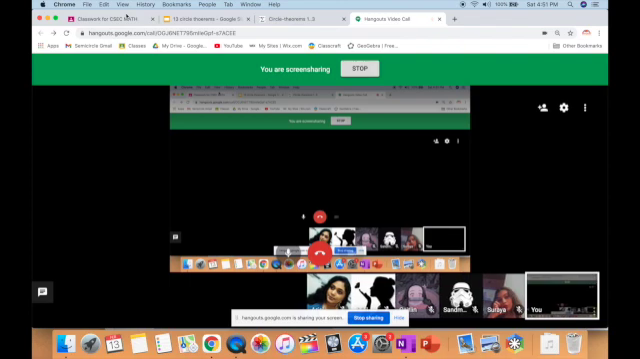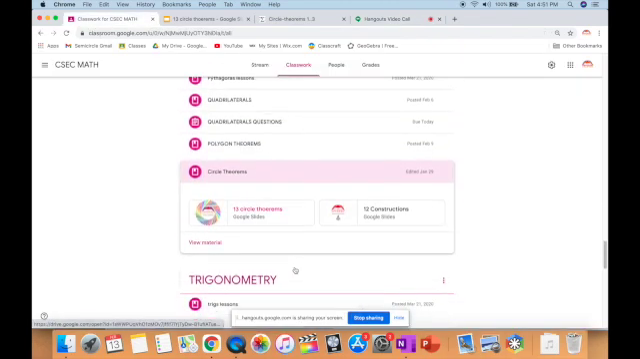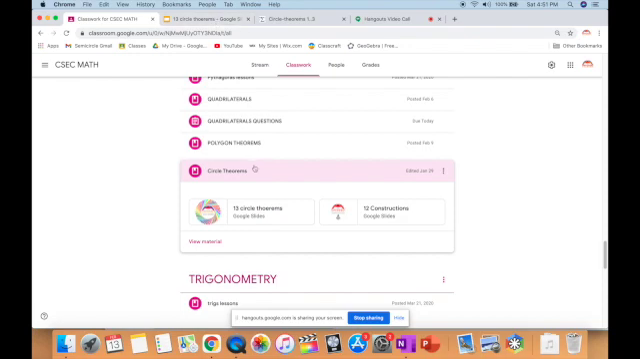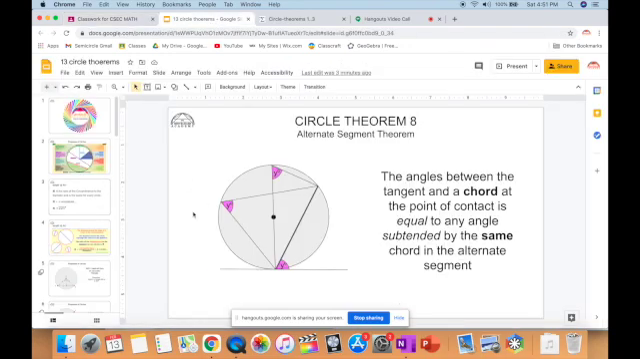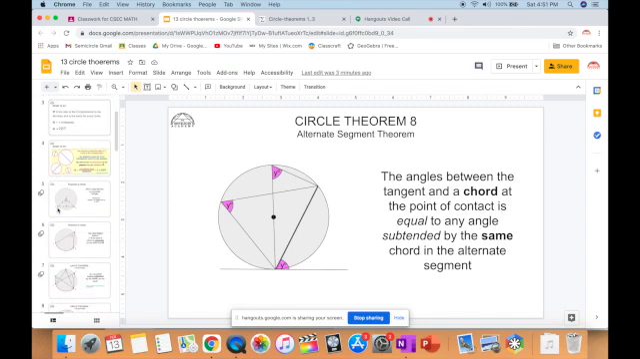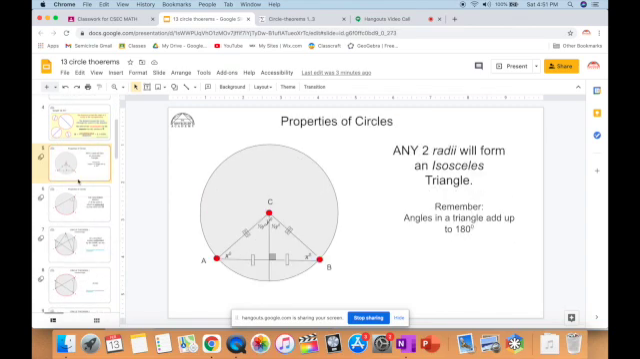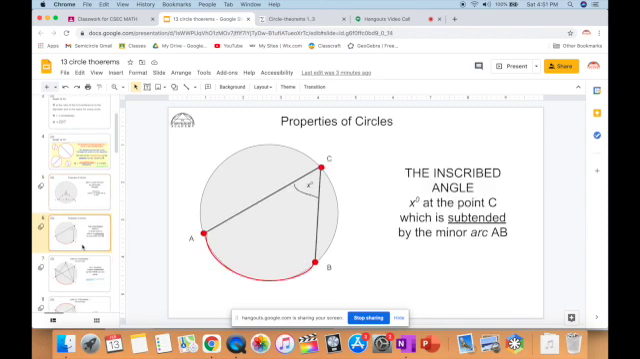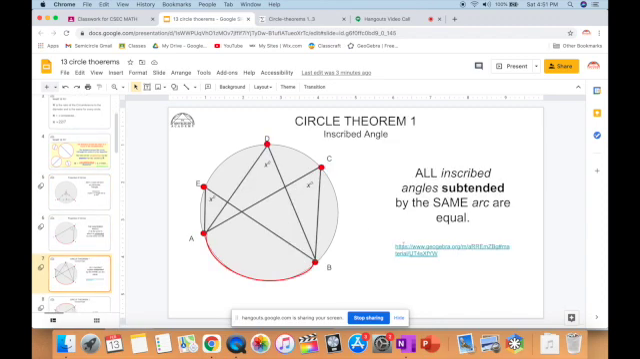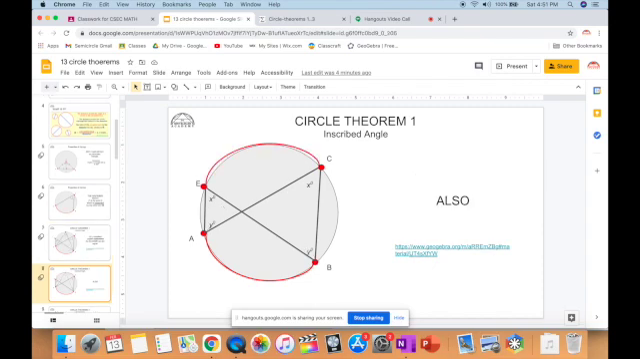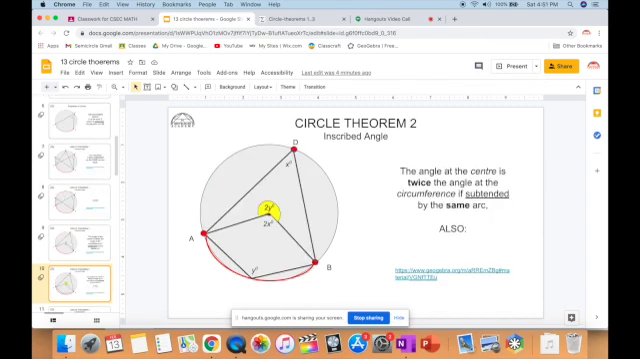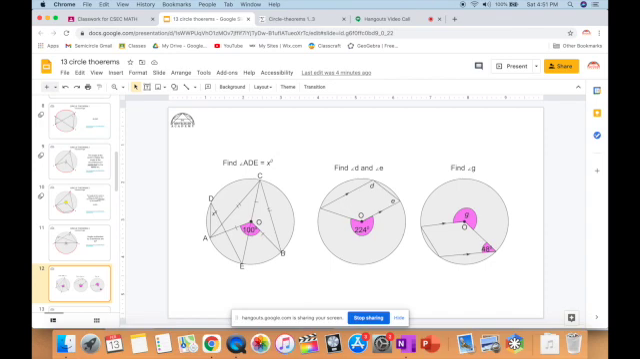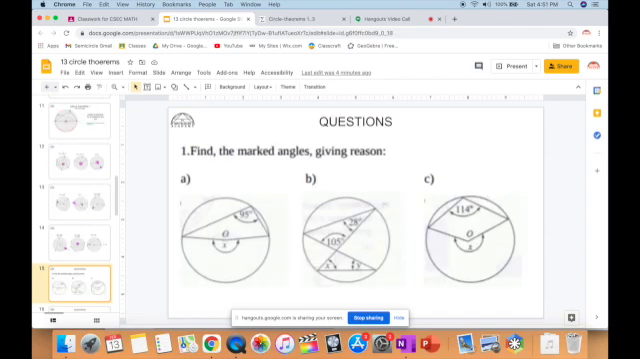You will have in the Google Classroom here circle theorem. So you have the PDF, it's not even a PDF, it's a Google Slide. So you can literally click all the links and things. Not only that, but you can click the links and it has these links here. But I want you to make sure for Tuesday you guys do all of these questions here.